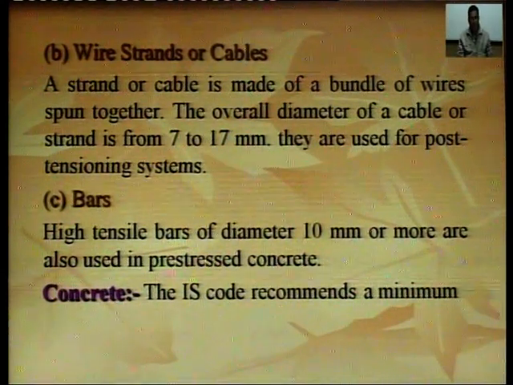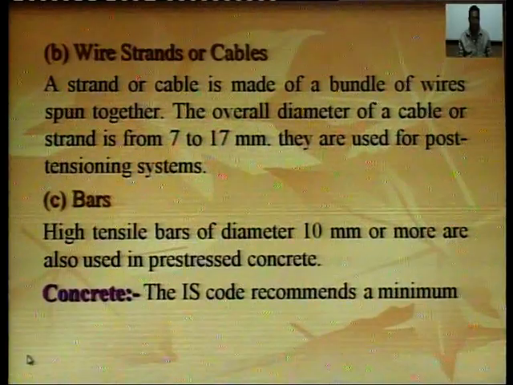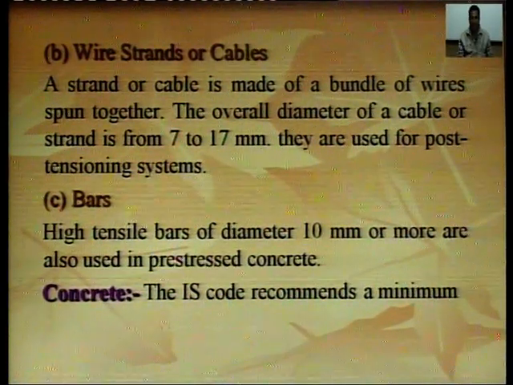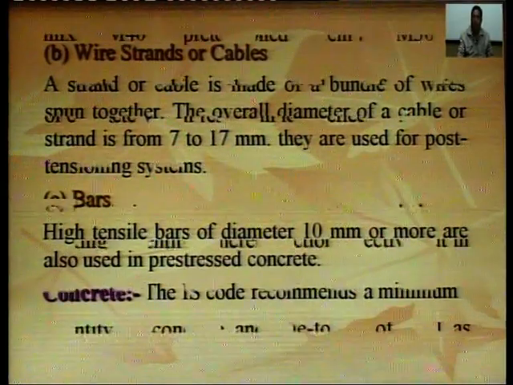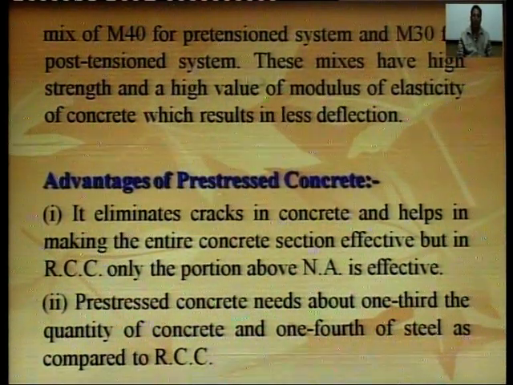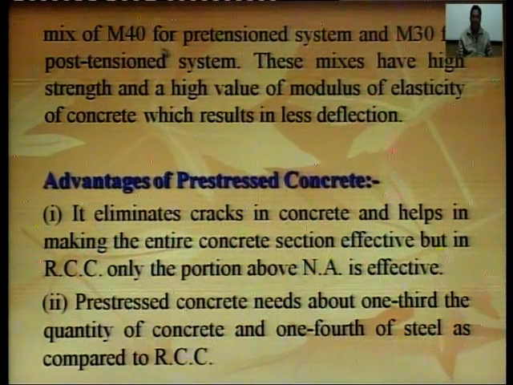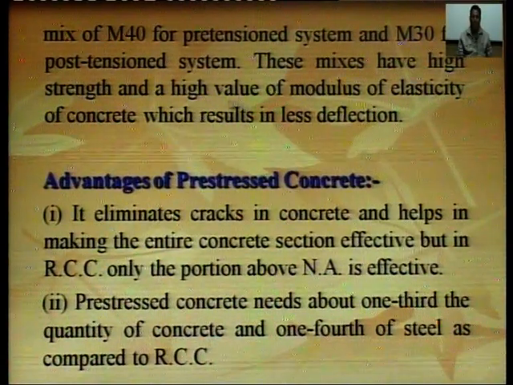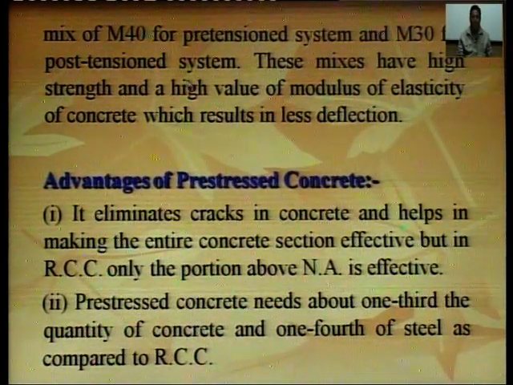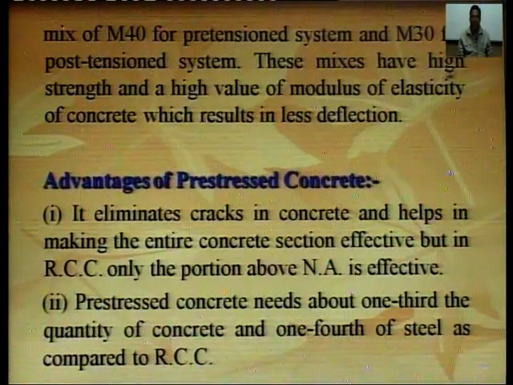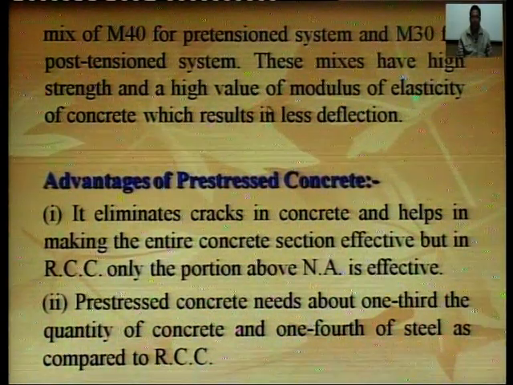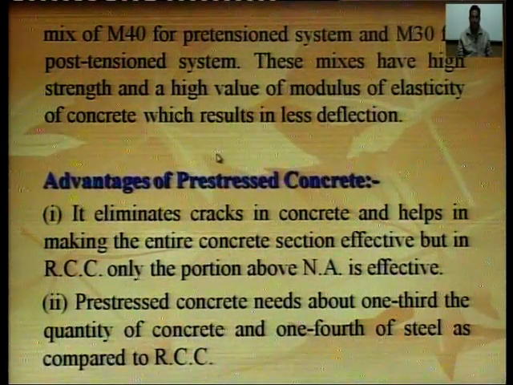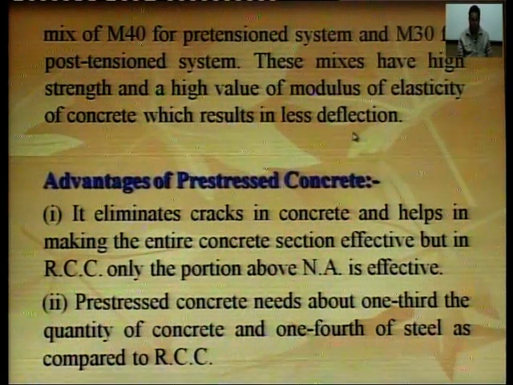The second material of pre-stressed concrete is concrete. The Indian Standard Code recommends a minimum mix of M40 for the pre-tensioning system and M30 for the post-tensioned system. These mixes have high strength and a high value of modulus of elasticity of concrete, which results in less deflection.